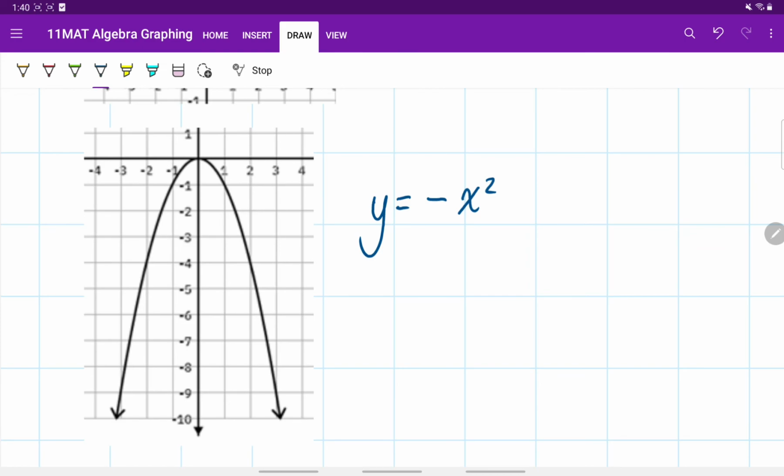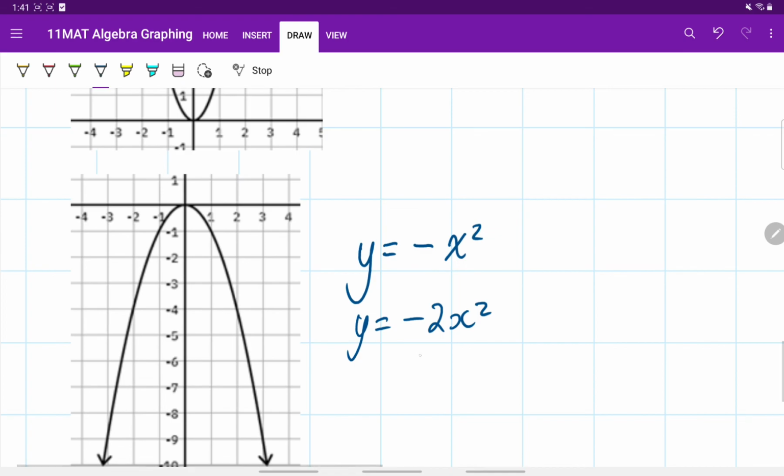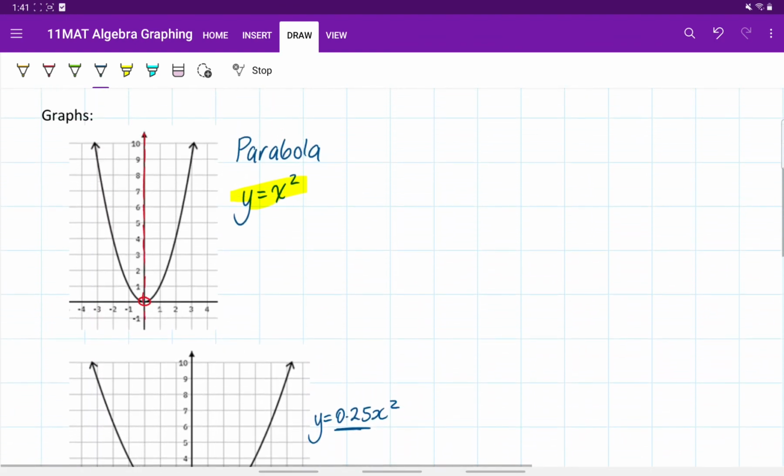Okay, and then same thing, like if we'd had y equals negative 2x squared, we have this graph up here, but upside down. Okay, so if we've ever got a negative in front of the x squared, the graph's been turned upside down. That's really all you need to know for your introduction.